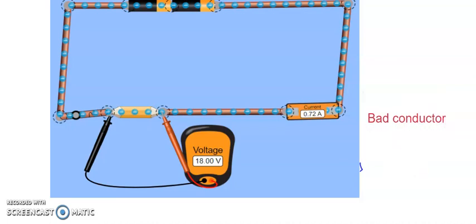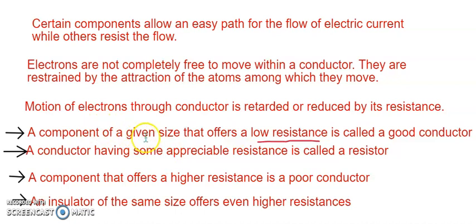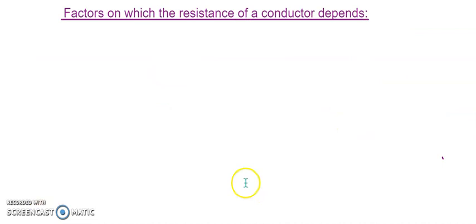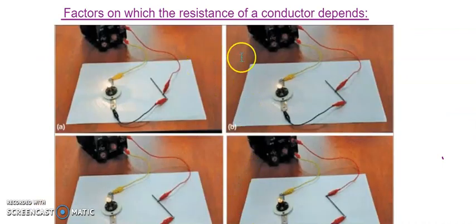Again, a component of a given size that offers low resistance is a good conductor. An appreciable amount of resistance is a resistor. High resistance is a poor conductor or bad conductor, one and the same thing. And the same size which is giving higher resistance is an insulator. Hope this is clear. Now, factors which are affecting the resistance of a conductor.